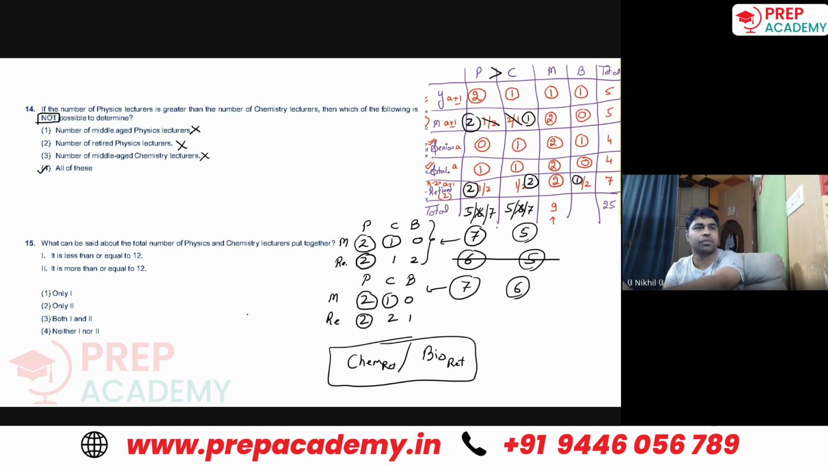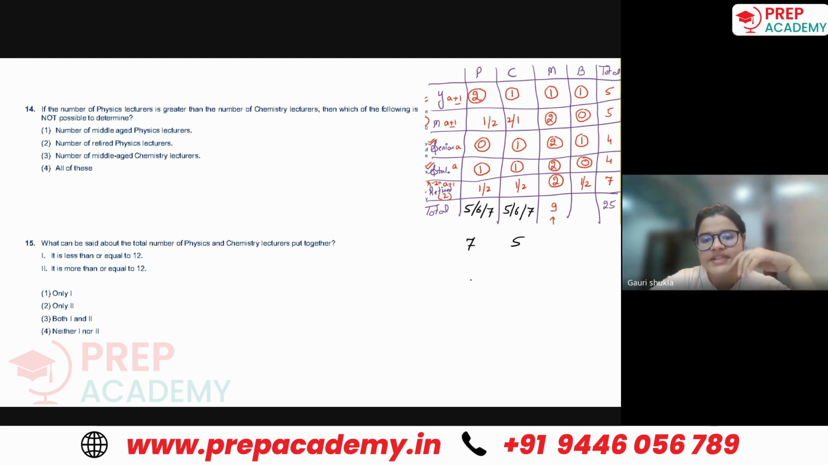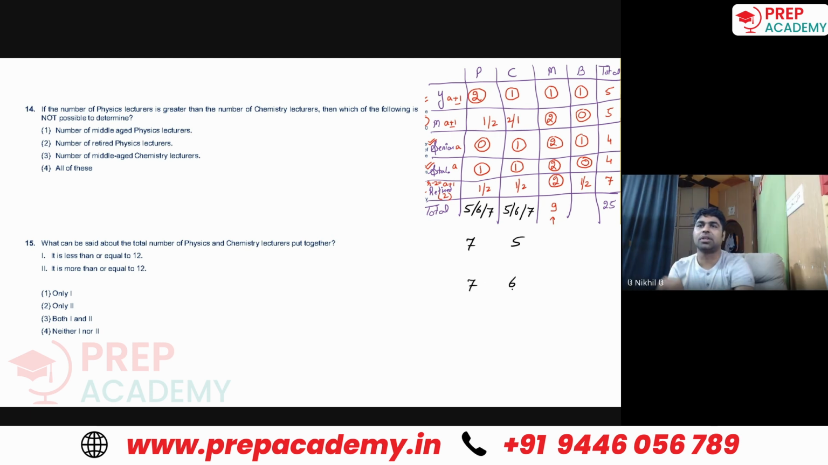Okay, that was question 14 for you. Talking about question 15 now. What can be said about the total number of physics and chemistry lecturers put together? Now, this can be 5, 6, or 7, which we already discussed. In the cases we took out, we got 7 and 5, and 7 and 6, so the summation of these two can be 12 or 13.